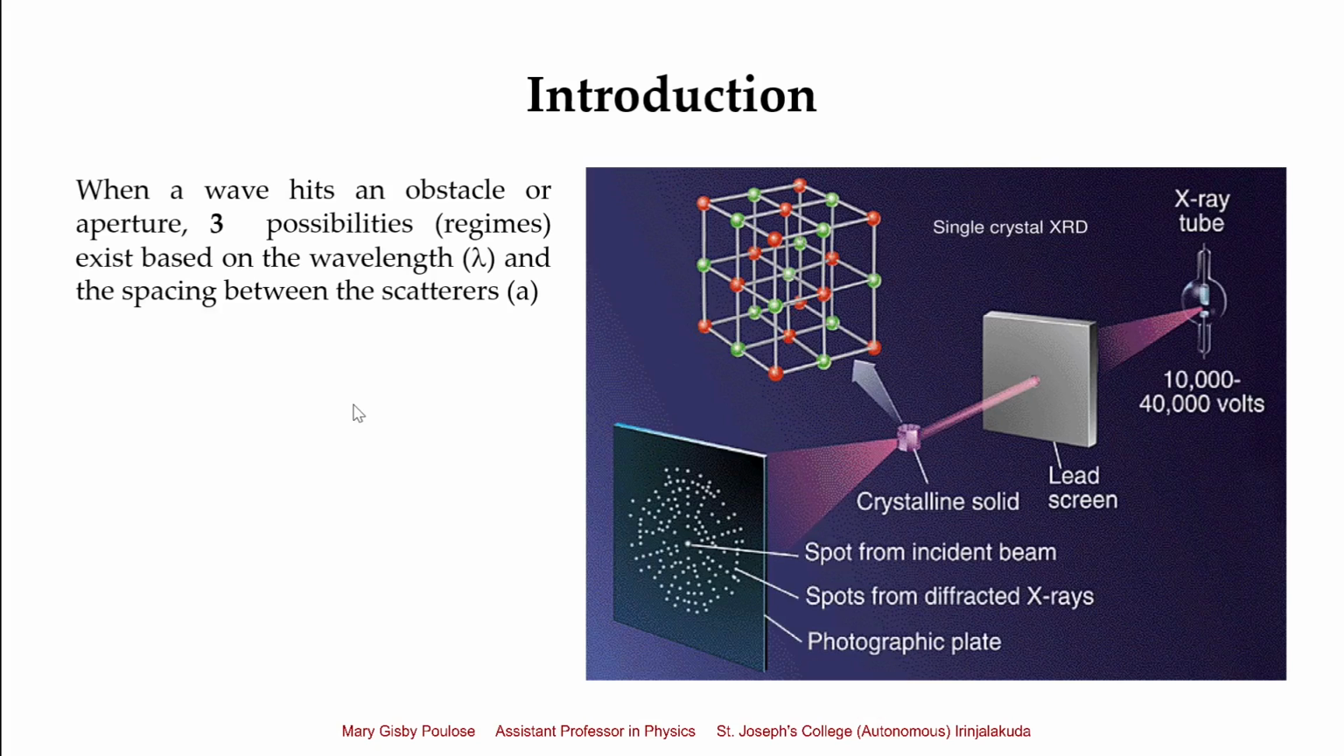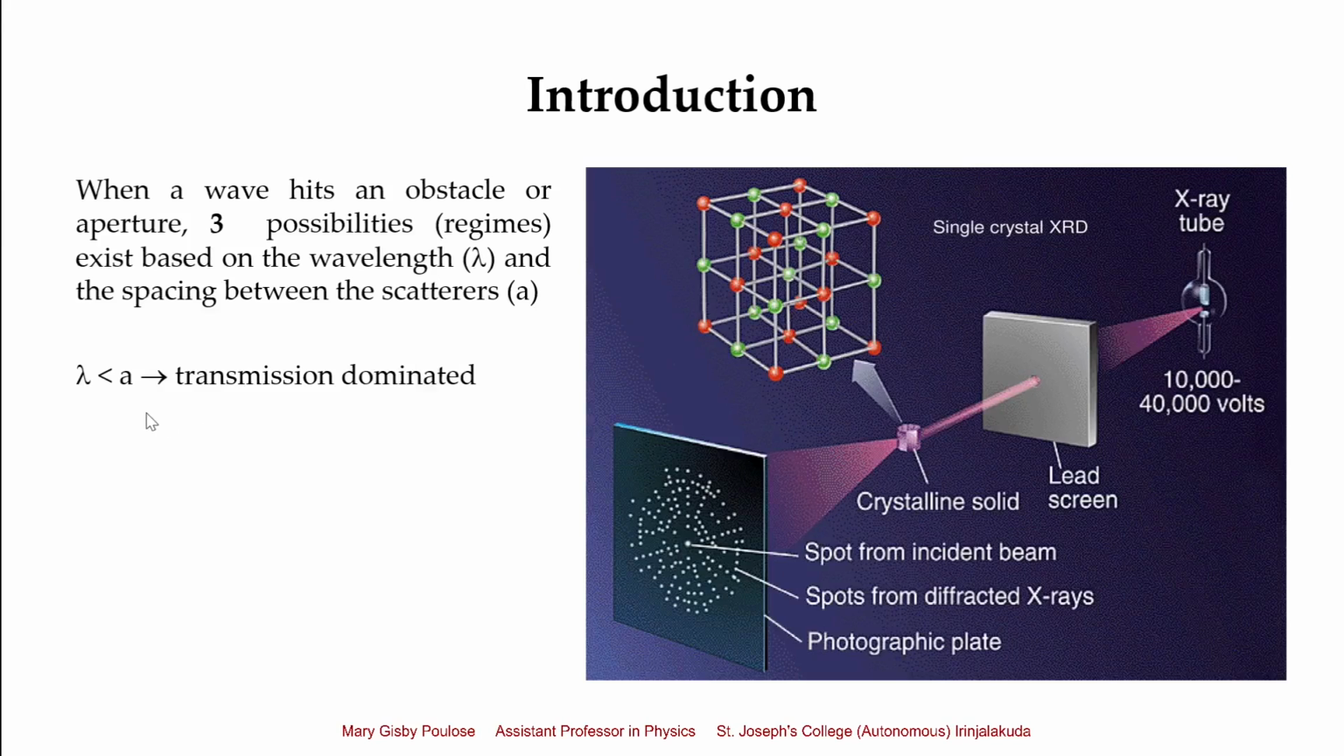Now, in order for diffraction to occur, we have to look into a few particular things. When a wave hits an obstacle or aperture, there are three possibilities for how the light behaves, based on its wavelength and the spacing between the scatterers, or the aperture size or the obstacle size.